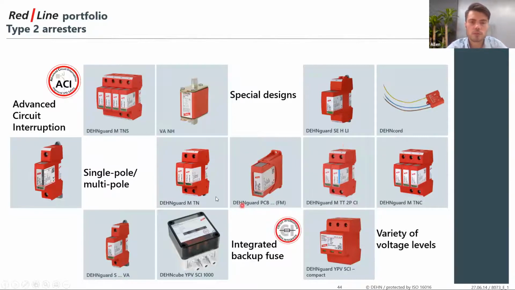We also have type 2 surge protection devices for your PV industry, as well as different types of type 2 surge protection devices based on the voltage level. So we do have a lot of different solutions for a lot of different applications. We also moved from our type 2 surge protection devices that had the CI technology integrated, but now we moved over to ACI, which is your advanced circuit interruption, which I will explain in the next few slides.